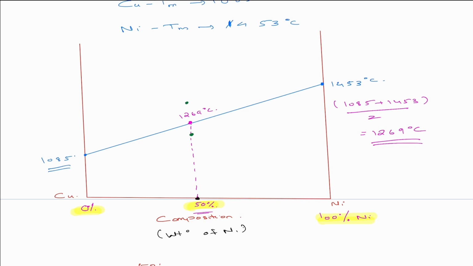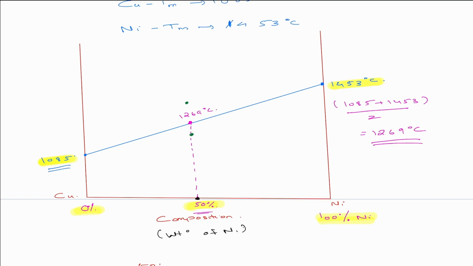But when you consider pure copper, it melted completely at 1085. When you consider nickel, on the other side, it completely melted at 1453. But when you consider the alloy, it started melting at a particular point and it continued to melt till another point. That is the speciality of alloys. It has a melting range, not a melting temperature.